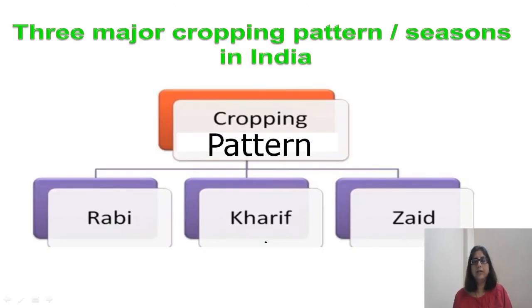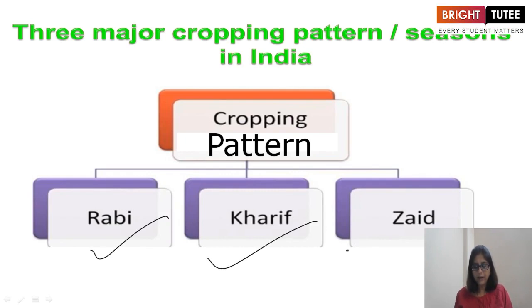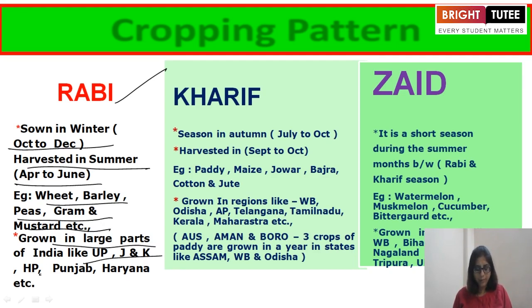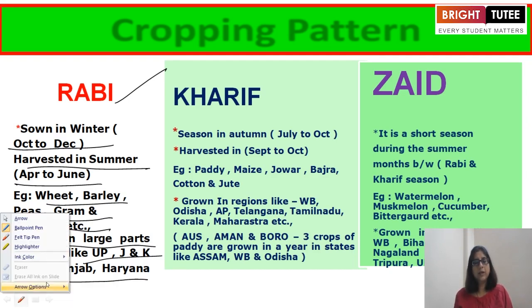Now there are three major cropping pattern seasons in India, that is Rabi, Kharif and Zaid. These are the cropping patterns according to the seasons. Now let's go for the cropping pattern. Rabi is sown in winter, that is October to December, and harvested in summer, April to June. Wheat, barley, peas, gram and mustard, etc. are the examples. And these are grown in J&K, UP, HP, that is Himachal Pradesh, Punjab, Haryana and other states.